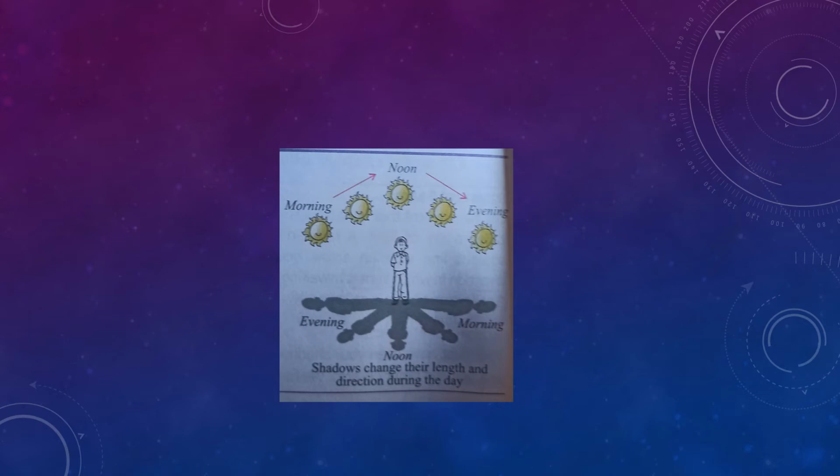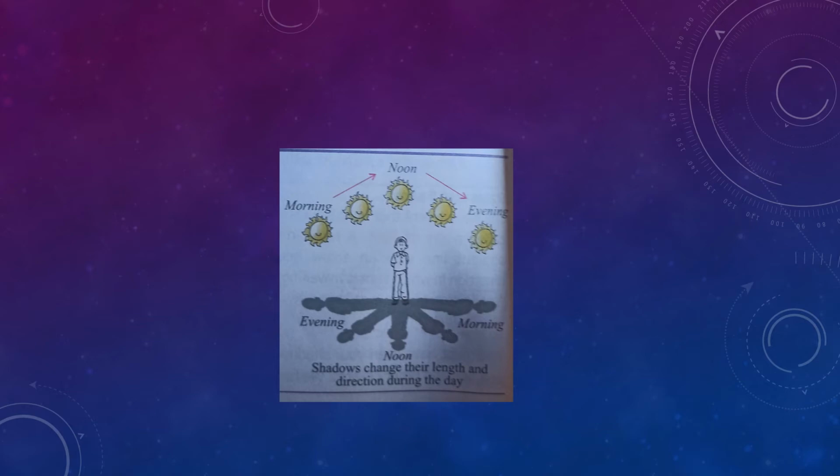Now, how does this happen? This is based on a simple concept that a shadow is always formed in the opposite direction of the source of light. We will understand it with the help of an example. During morning time, what happens? The sun always rises in the east. Now the source of light is in the east direction, so the shadow will be formed towards the west. In the evening, the sun is towards the west. Now the shadow will be formed toward the east.